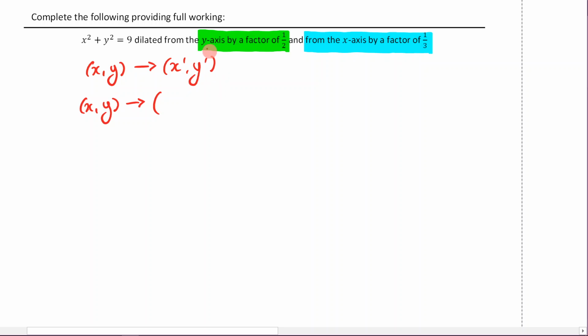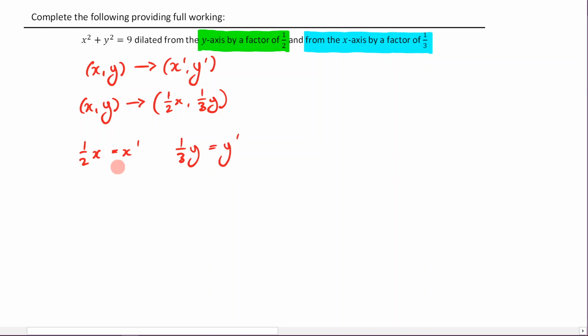I know that x dash is going to be what? Well, it's a dilation from the y-axis by a factor of 1/2. So because it's dilated from the y-axis, that means it's going to be 1/2 x. And then from the x-axis by a factor of 1/3, so it's going to be 1/3 y here. Then I create my equations. 1/2 x equals x dash. 1/3 y equals y dash. I now solve it for x. It's going to be x is equal to 2x dash. y is equal to 3y dash.